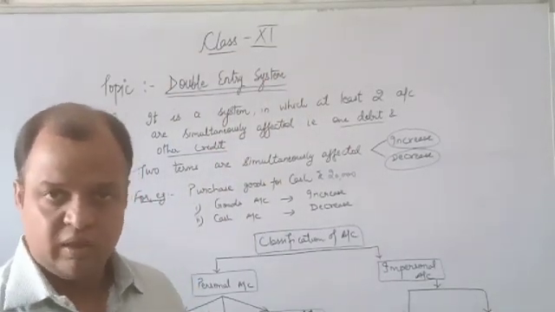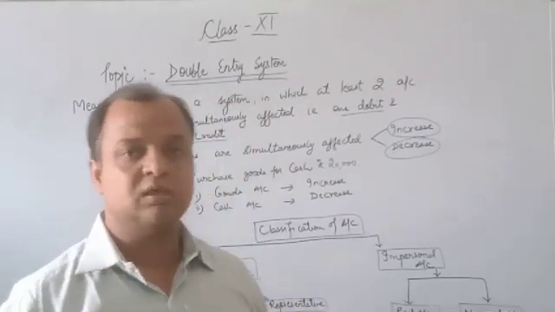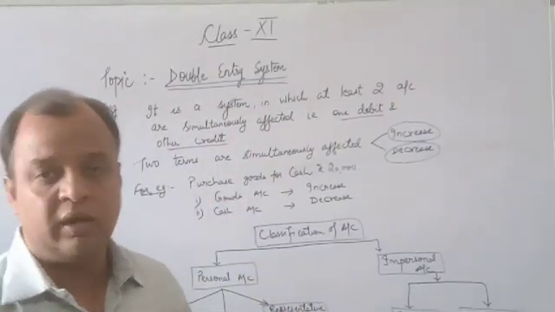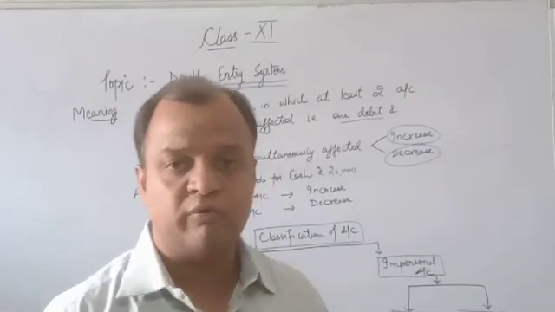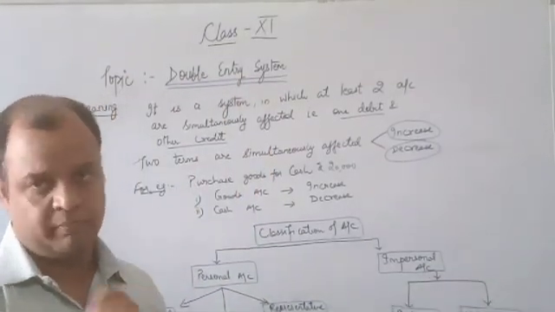Is it clear? And when will the double entry system of accounting apply? When your transaction is monetary, that means expressed in terms of money, it is part of accounting purposes.